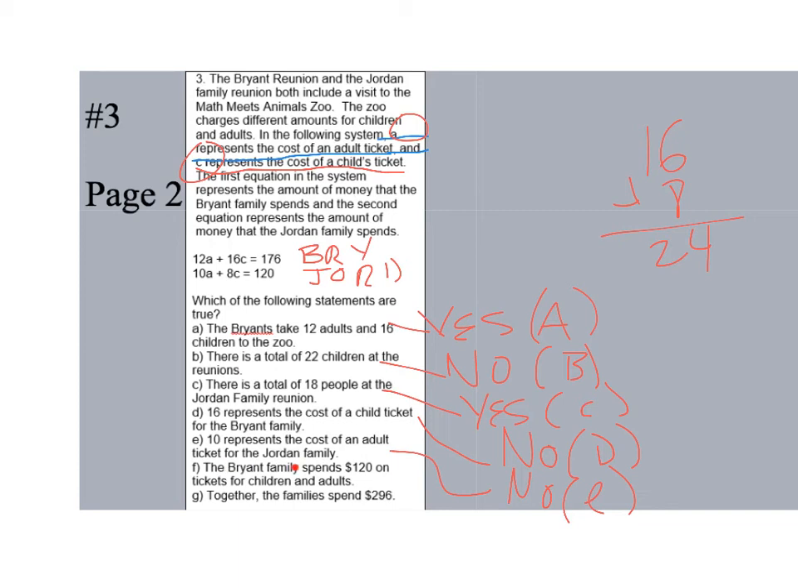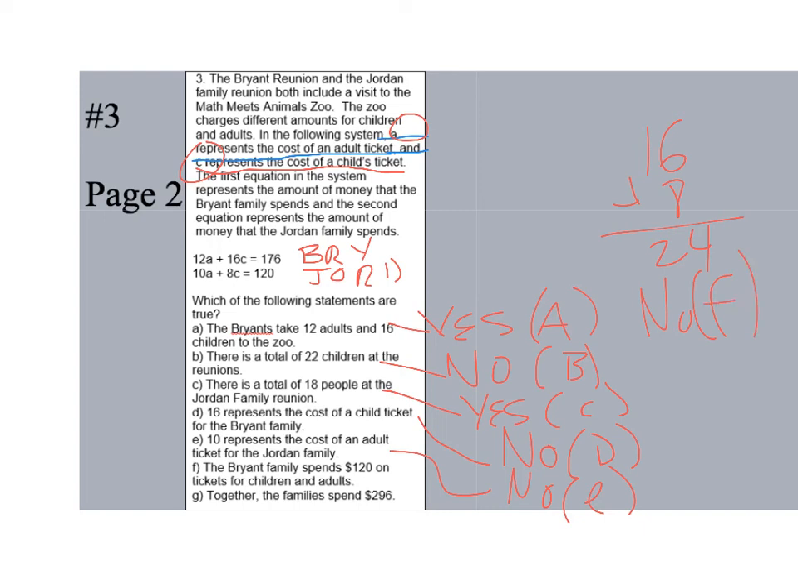Moving on to F, the Bryant family spends $120 on tickets for children and adults. All right, this is another one of those, are we reading? It's asking about the Bryant family. Bryant family is the first equation, and the cost of 12 adults and 16 tickets is $176 for the Bryant family, so not $120. That, again, is a no for question F.